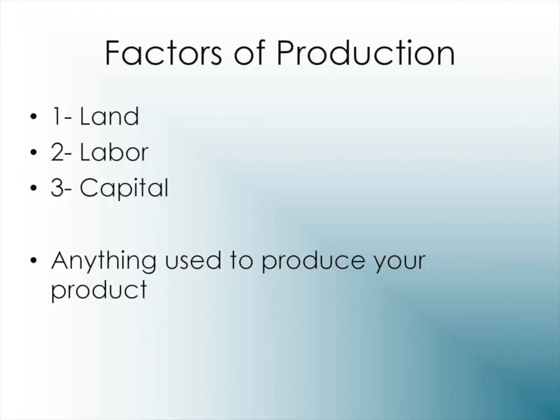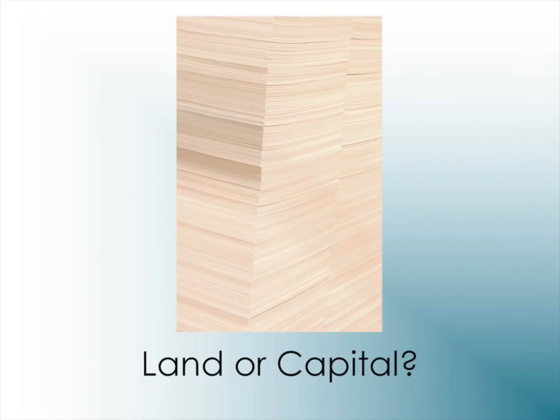One other thing I want to mention that students often get confused about is if they're looking at an item and they're trying to decide whether it's land or capital, if it started out as land but ends up as capital, how should they label it? Would it be land or capital? I'll give you an example. Let's say that you use paper in your business. Now, paper, a lot of students would say, well, paper started out as trees, and trees would be land, so paper is going to be land.